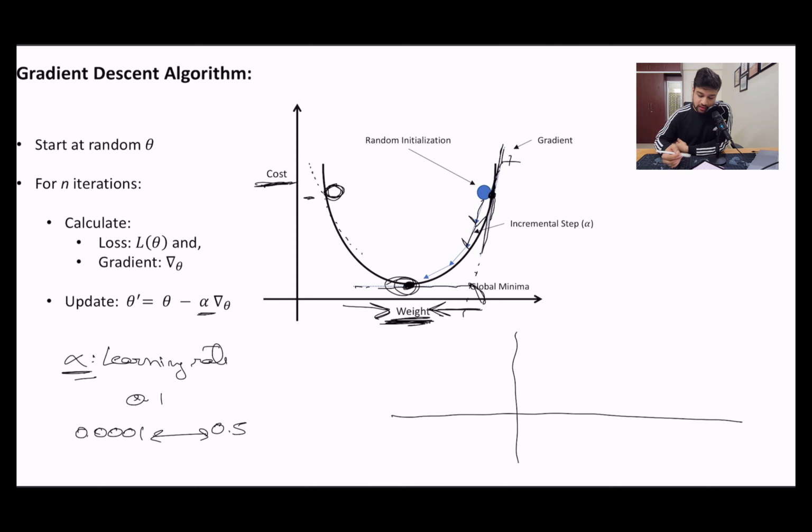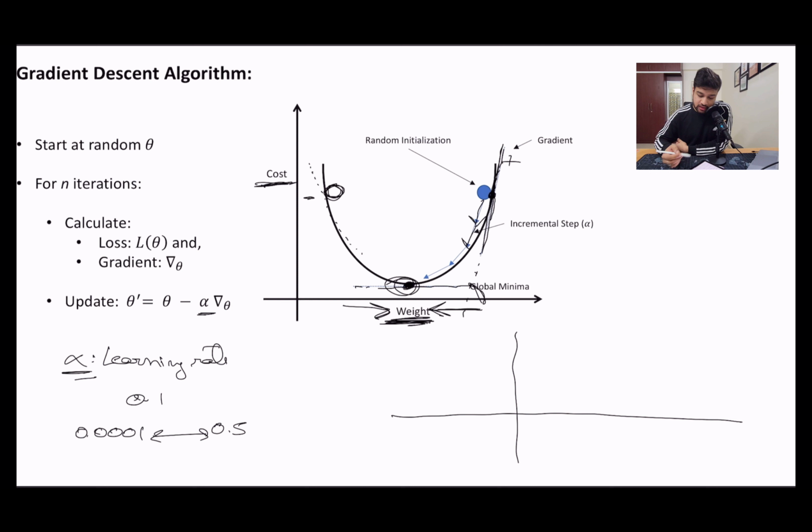Now if that gradient is positive, then what you have to do is subtract the weight value by a certain quantity, right? So if this is a positive gradient, this angle will be a positive angle. So in that case, if your gradient is positive, then your W new is W old minus something, right?